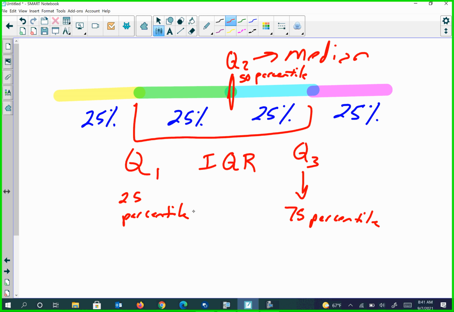Do you want to know what you call the doctor that scores in the 3 percentile? You also call them doctor. Yeah, you don't want to be that.